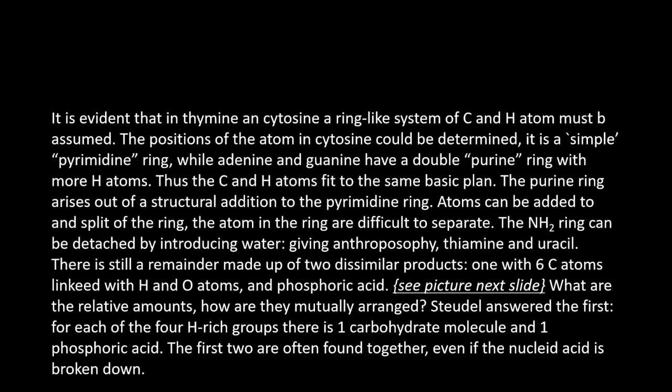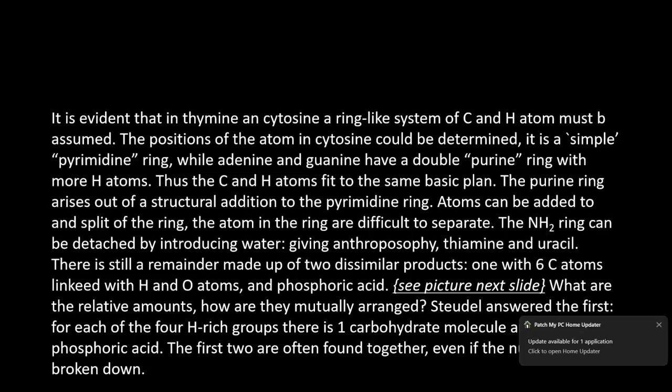The purine ring arises out of a structural addition to the pyrimidine ring, and atoms can be added to and split off the ring. The atoms in the ring are difficult to separate.